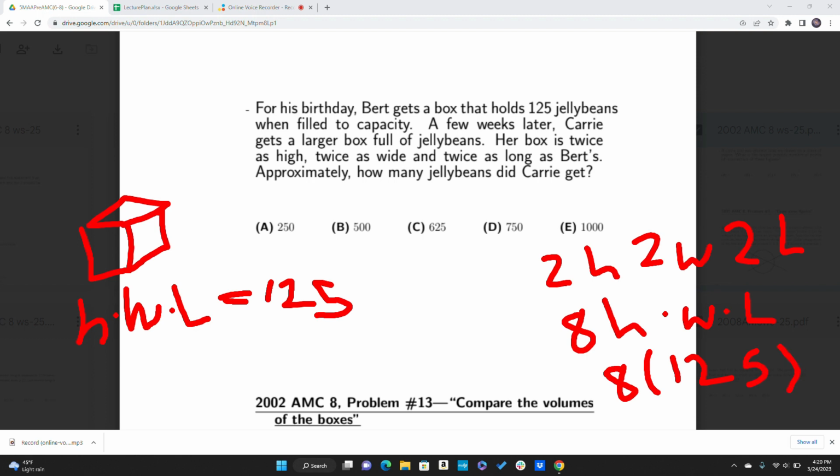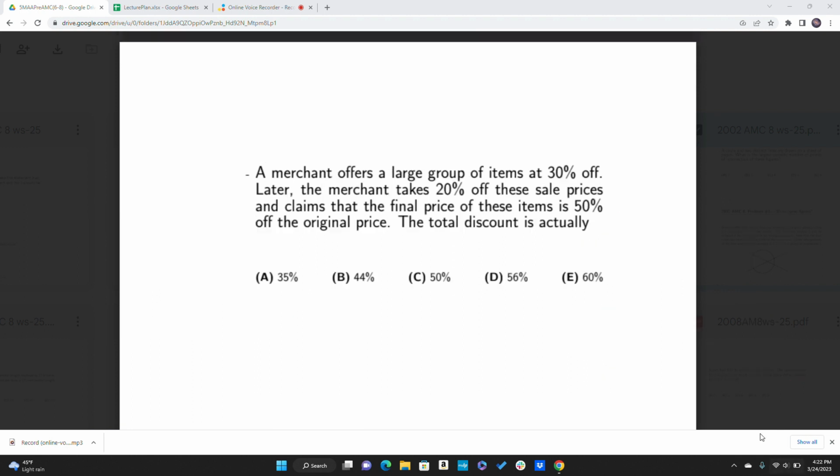Because height times width times length already shows the volume that Bert got, and Carrie, we found out, has 8 times that amount, because all dimensions of her box increased by 2, or doubled. So 8 times 125, that's 1,000. Answer choice E.